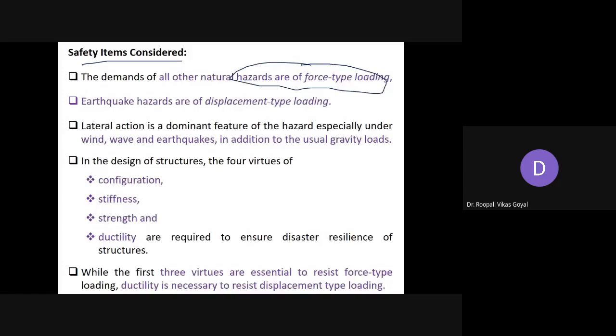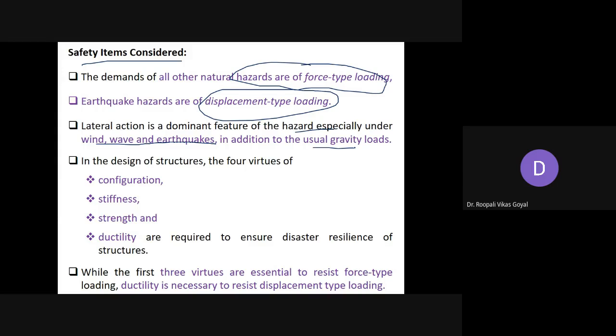While earthquake hazards, earthquake जहाँ पे आता है वहाँ पे displacement type of loading होता है कि भाई lateral movement होता है आपका. So most of the hazard, the construction that we are considering, that is force type loading के लिए हम consider करते हैं. But when we are designing for the earthquake type, तो displacement type of loading consider करना है because that lateral movement would be there. So this lateral action is a dominant feature of the hazard, especially under wind, wave, and earthquake. In addition to usually gravity load.